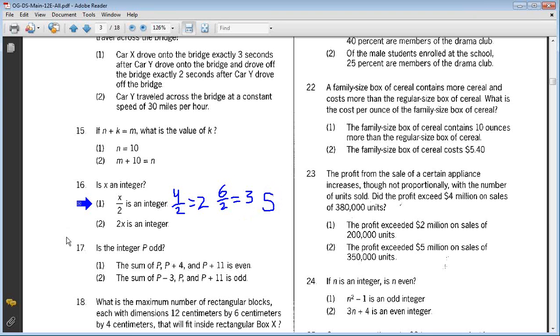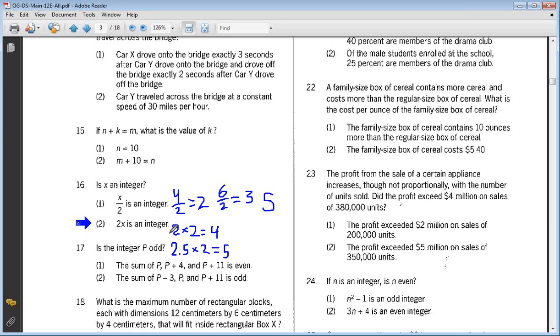Next, we have to evaluate statement 2. And remember, we're evaluating this statement independently of the information in statement 1. So statement 2 says 2x is an integer. Now again, we can plug in a value like 2 for x, and of course 2 times 2 would give 4, which is an integer result. However, you notice that in statement 2, you could plug in a value like 2.5 for x. And if you multiply 2.5 times 2, you still get an integer result.